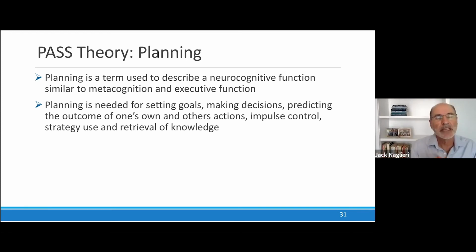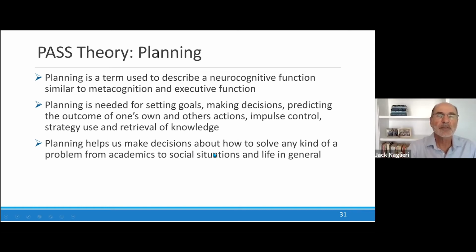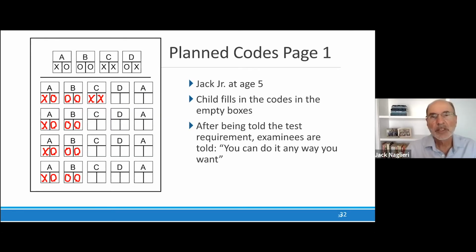But when we think about planning, what we're really talking about is when you have a goal, you make decisions about how you're going to achieve that goal. And you're really, in that case, predicting what's going to happen if you do something in one way or another, or what someone else might be doing. So it certainly involves impulse control, strategy. Sometimes it means I need more information to answer the question. So that's also a good plan. So this is the part that really helps us solve any kind of problem. It's not just academics. We focus on academics, but it's not just that. It's social, emotional. It's work, life work. It's really everything.